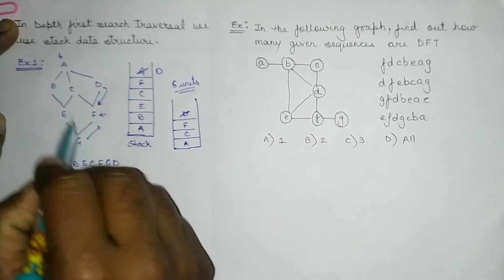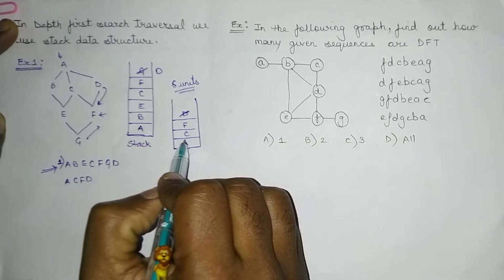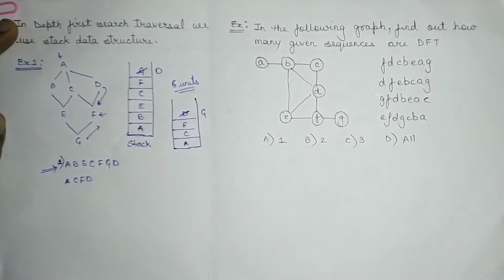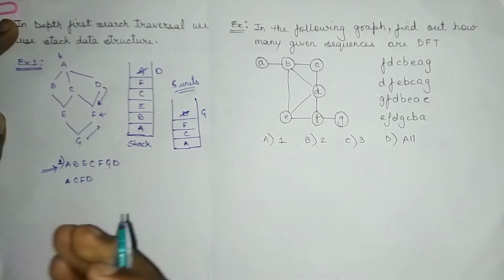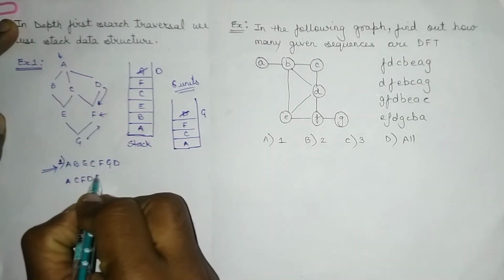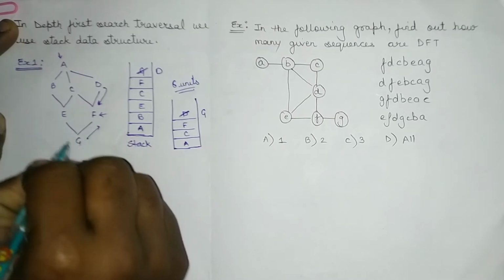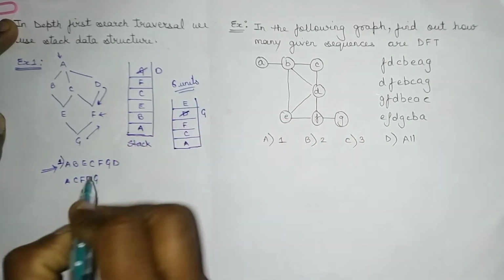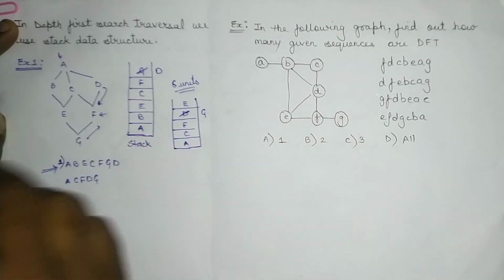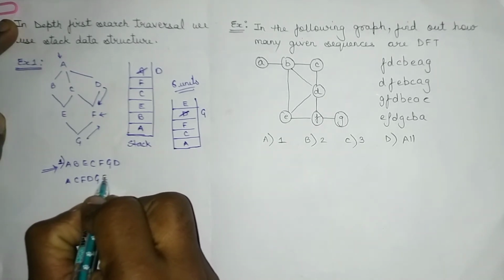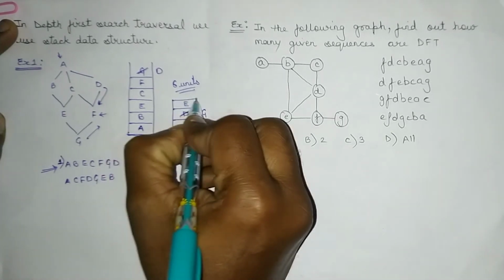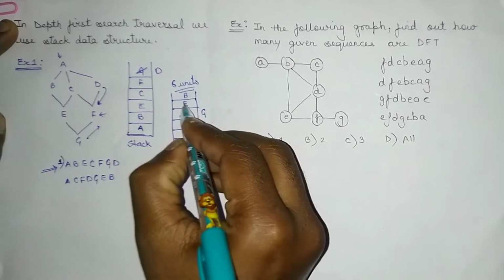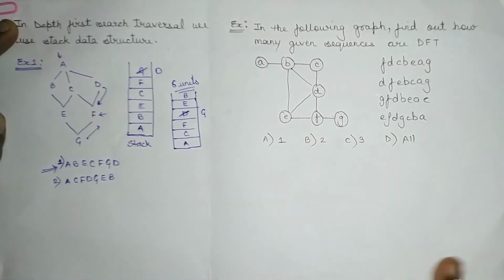Now what are the possibilities for F? C and G. C is already available in your stack, so we'll move on to G. G will be in the place where you popped out D. G will be printed. Now what is the new adjacent node for G? The adjacent node is E. So E will be inserted. After E, what is the node which has not been traversed? B. So this will be E, and then B will be inserted. Here you can see how many stack units are required: 1, 2, 3, 4, 5, 6. So again 6 stack units are required.